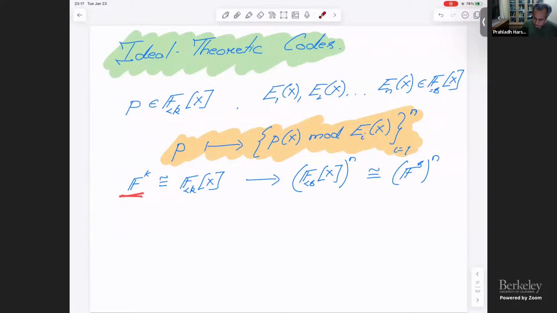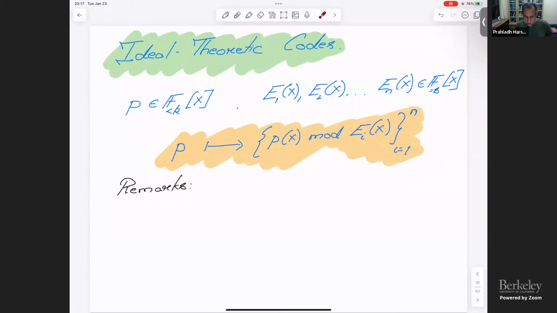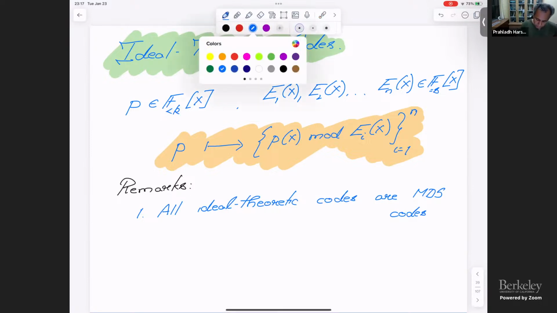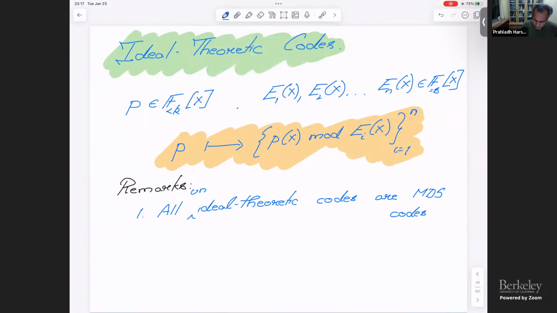So the message, which is k symbols, is being represented by n symbols, but from a slightly larger alphabet in this ideal theoretic framework. And a couple of remarks are in order. I should mention here, all univariate ideal theoretic codes like Reed-Solomon and folded Reed-Solomon are actually MDS codes. They all lie on the Singleton bound.